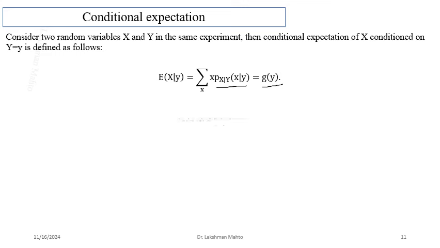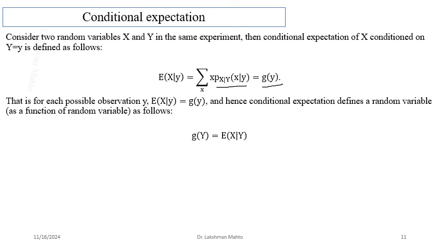In the last case, we have already seen that for each possible observation of the second random variable capital Y, the conditional expectation of x, given that y takes the value small y, is g of y. Hence conditional expectation defines a random variable, g of Y. That means if you replace this small y by capital Y, you are free to take any value of y, and it becomes g of Y. This is a function of a random variable, and a function of a random variable is again a random variable. It is a very specific function of a random variable, the conditional expectation of x given y. So remember that conditioning introduced this.